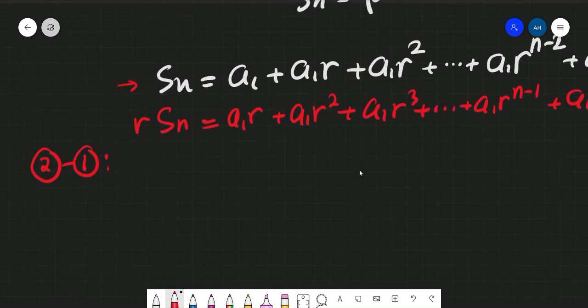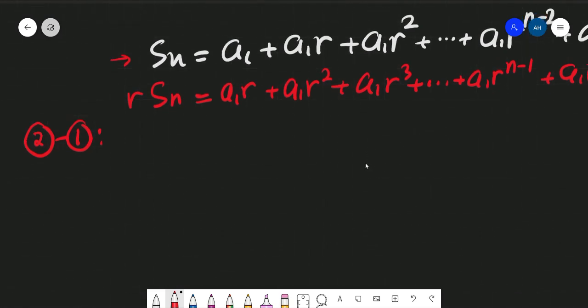Yes, so what happened? On the left hand side, we have rSn minus Sn. That will be the term on the left. Let's write it down. So on the left we have rSn minus Sn equal to, now for a1r, we have a1r here, and also we have a1r there.